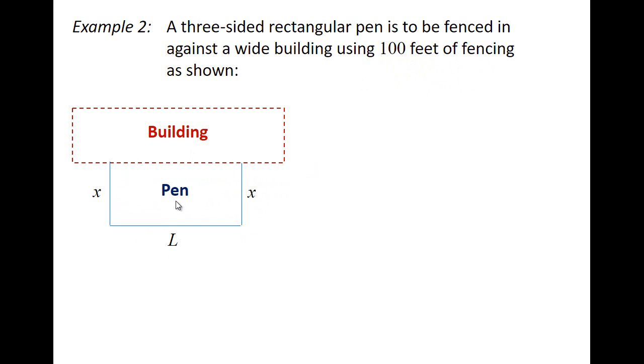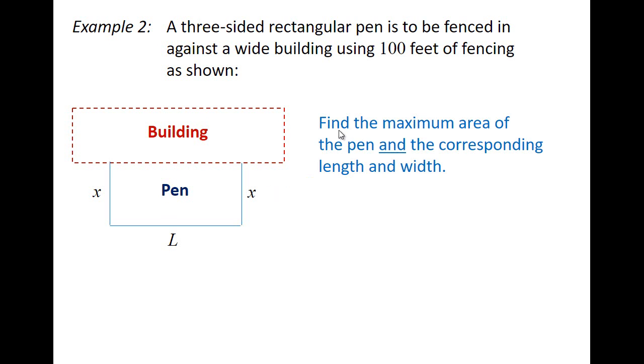and the question is the following: find the maximum area of the pen and the corresponding length and width. That is, with this 100 feet of fencing, what is the maximum area we can enclose within the pen, which is built like this.